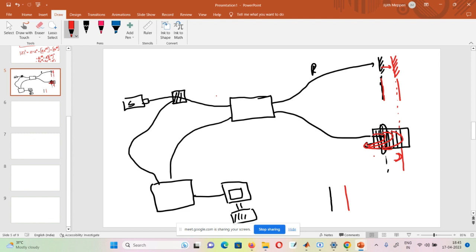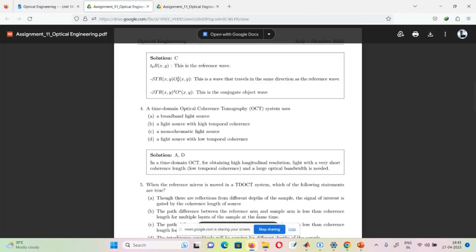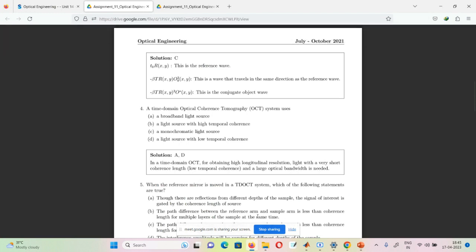So what is the relation between your coherence length and the bandwidth of your beam? If you have a short bandwidth beam, it means you will have a very strong coherence length, meaning a very long coherence.